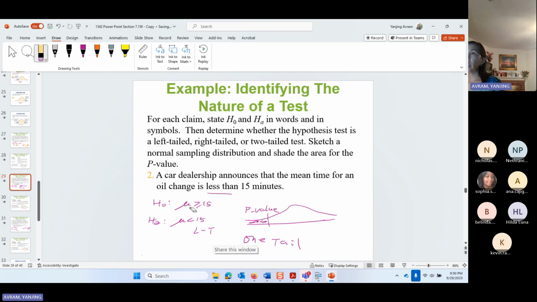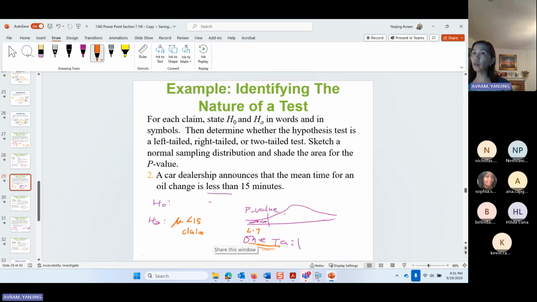Okay, so let's look at this one again. A car dealer announced the mean time for the oil change is less than 15 minutes. Remember, we said that less than doesn't have an equal sign. So less than goes to the alternative one. And this is also called a claim, because that is what the question tells us. Less than will be a left tail test, and the left tail test is also called one tail, because you're just on the left or just on the right.